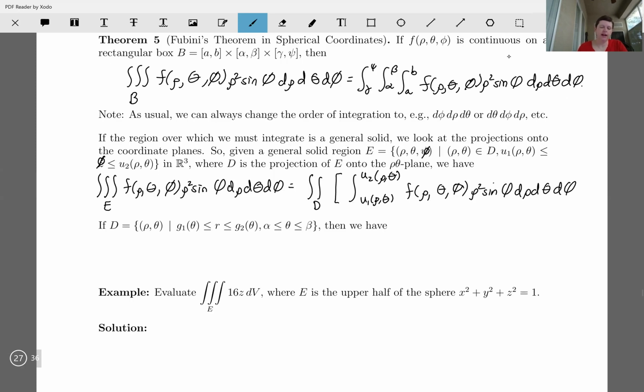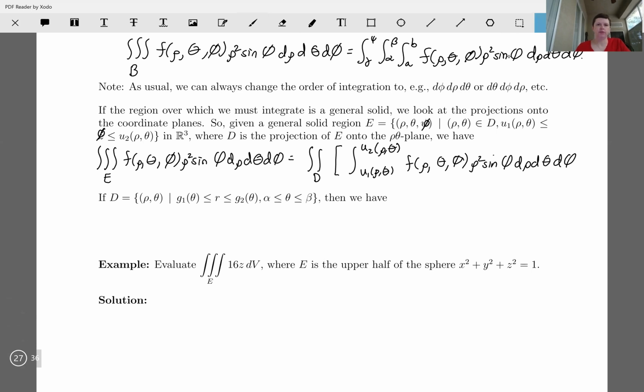Okay, and if our region D is written so rho is between two functions of theta, and theta is between alpha and beta, then we're going to have my triple integral of my function, dV, so rho squared sine phi, d rho d theta d phi.